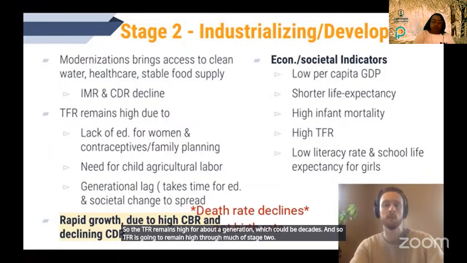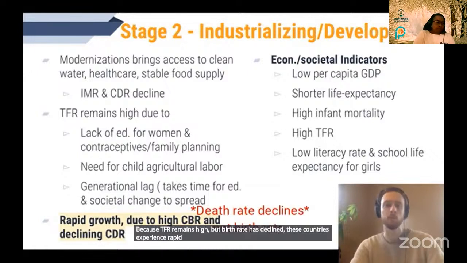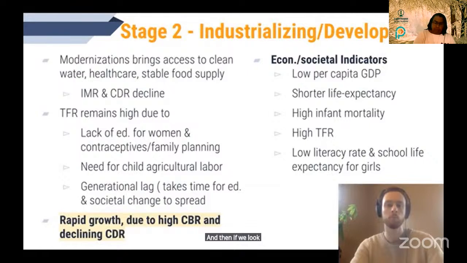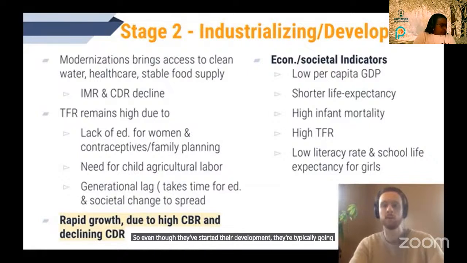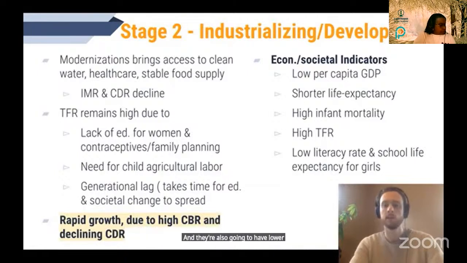Because TFR remains high, but birth rate has declined, these countries experience rapid population growth. These are countries like India, Brazil, China, Afghanistan. And then if we look over at the right, we have some indicators of stage 2 countries. So even though they've started their development, they're typically going to have lower per capita GDP or lower per person wealth. And they're also going to have lower literacy rates and lower educational opportunities for women.